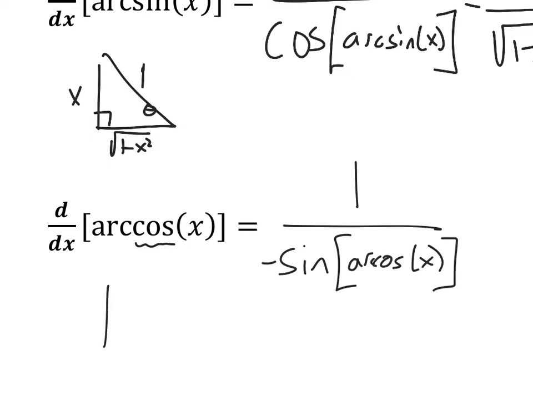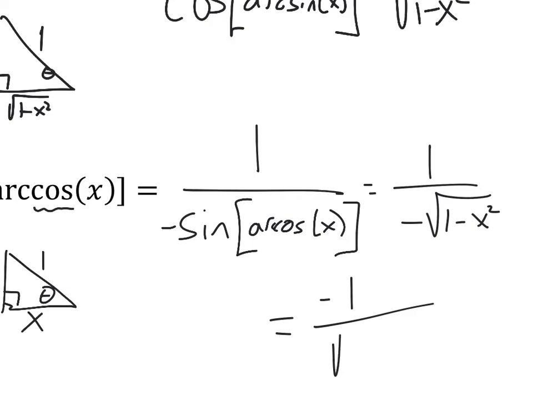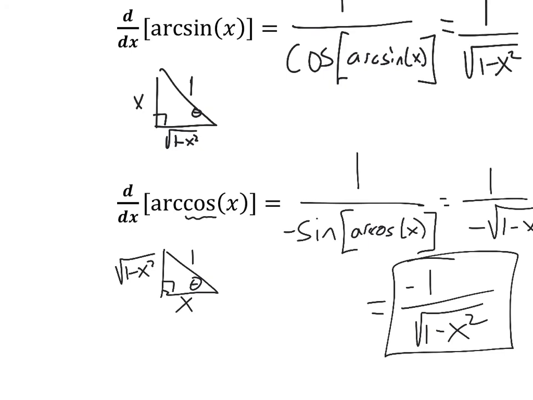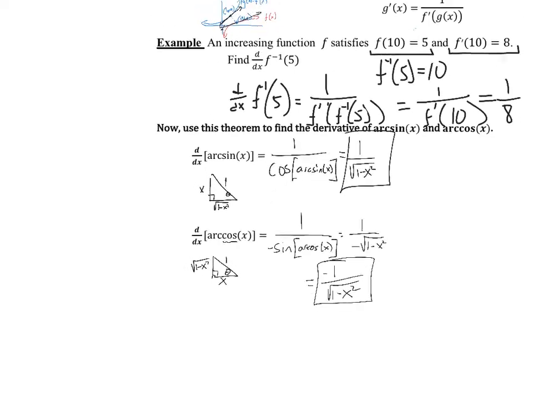This means we've got a triangle from the other side there, the other page I should say, that has an angle whose cosine is x, and we need its sine. So this is going to be 1 over negative square root of 1 minus x squared. Or put this negative up top, and we've got negative 1 over square root of 1 minus x squared. Notice these are very similar. They're just opposites of each other. So arc cosine and arc sine derivatives are the same, except for the sign.